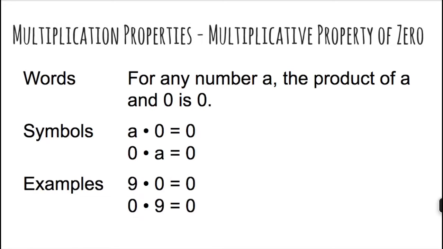Our next multiplication property is the multiplicative property of 0. For any number, when you multiply it by 0, you're always going to get 0. In symbols, a times 0 is 0. In an example, 9 times 0 is 0. This is called the multiplicative property of 0. It works for any number. If you multiply it by 0, you will get 0.